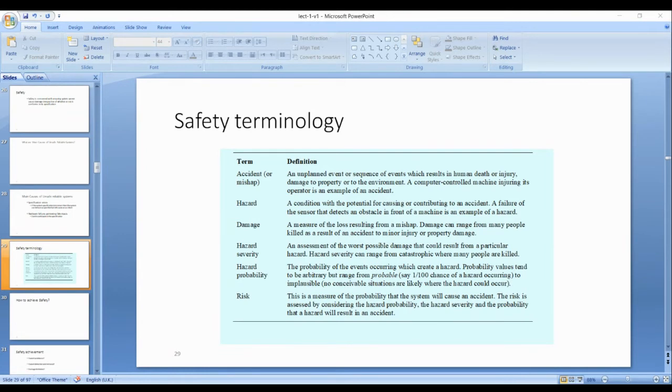Any question regarding these safety terminologies? Any question from the safety terminologies?